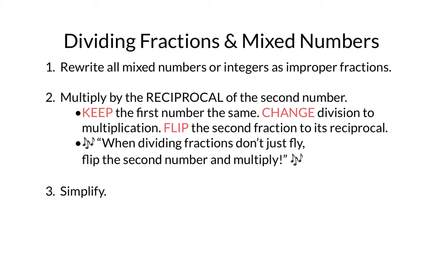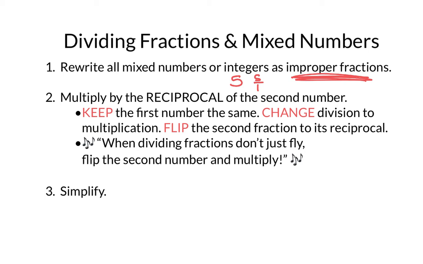So quick review here. In order to divide fractions, we need to make sure that they're written first as improper fractions. We can't have mixed numbers. We need to rewrite them as improper fractions first. Same thing goes if you have integers. So if you have a whole number like 5, you need to rewrite that as 5 over 1 to have the rest of these steps work out for us.